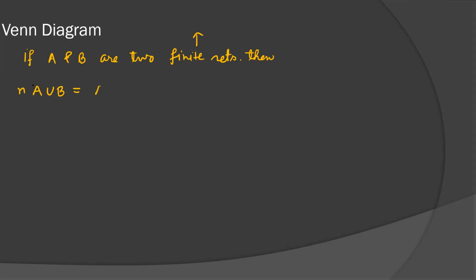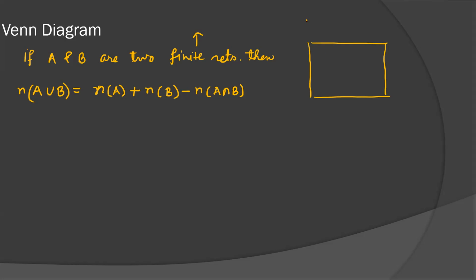the number of elements in A union B, or you can say the cardinality of A union B, is equal to the cardinality of set A plus the cardinality of set B minus the cardinality of A intersection B. If you see the Venn diagram for these two sets, this is your universal set, this is your set A, and this is your set B.